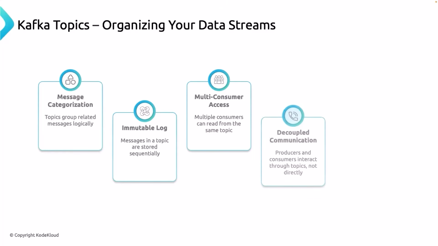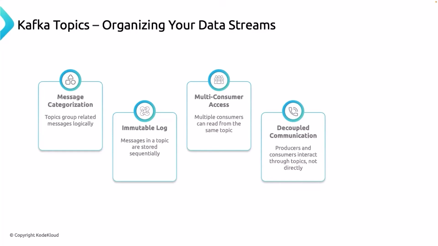Next up is decoupled communication, which we just spoke about. Kafka topics enable producers and consumers to interact through topics, not directly with each other. Producers write the message to a topic and consumers read from the topic at their own pace. This decoupling is what makes Kafka so powerful for building scalable asynchronous systems. You don't need to worry about synchronizing producers and consumers. They operate independently through the topic.